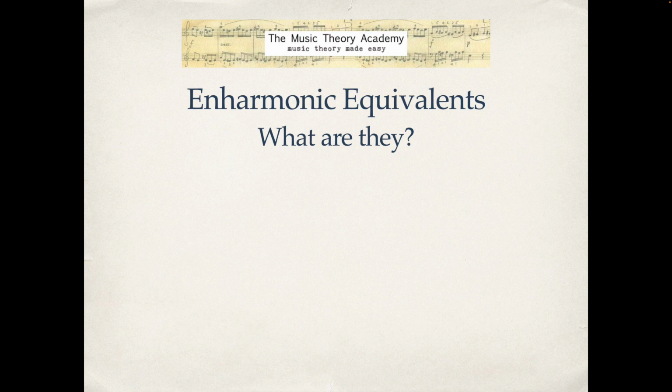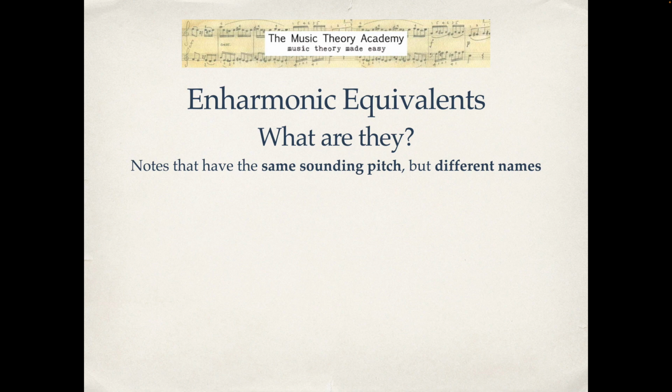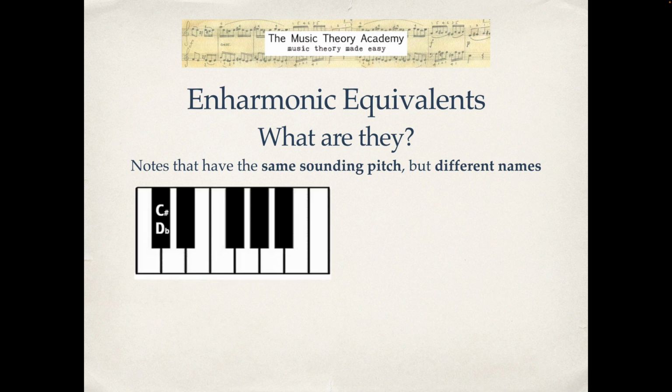So what are they? Well, enharmonic equivalents are notes that have the same sounding pitch but different names. Let me show you. If we go to a keyboard and find the black note just above C and play it, we've played a note that can be either described as being a C sharp or a D flat, depending on the context. It's a C sharp or a D flat. This is an enharmonic equivalent.